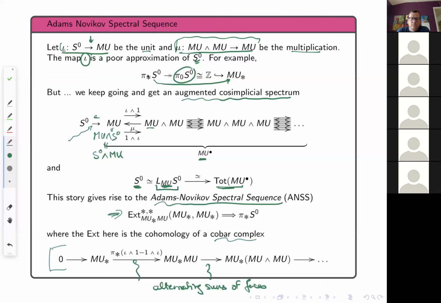Okay, so it's some algebraic gadget that's more or less computable depending on how clever you are, how much computer power you have. You know, it can actually be hard to compute. All right. But it gives you a machine, which is the spectral sequence, which converges to the homotopy groups of spheres.